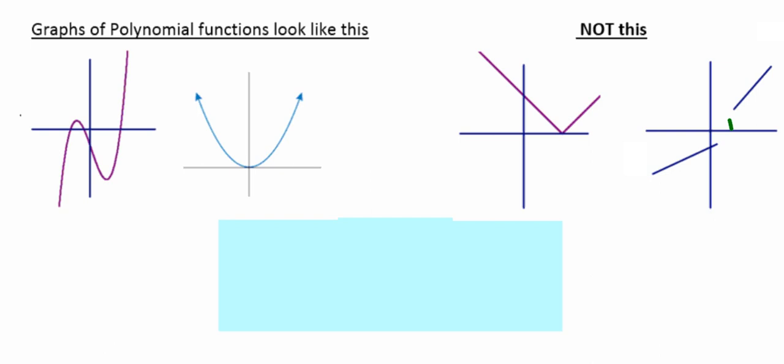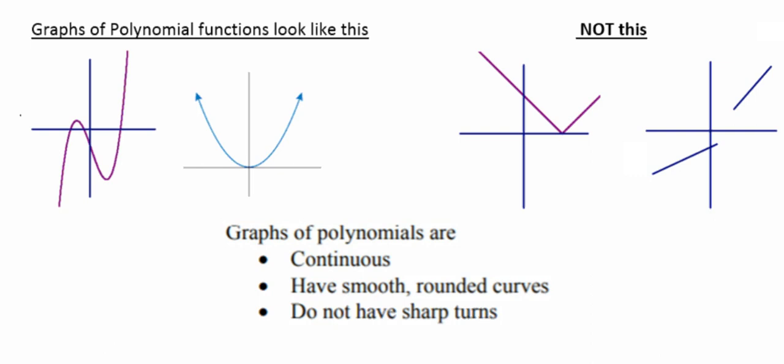So what does that mean? Graphs of polynomials have to be continuous. When you think of quadratics, cubics, those are polynomials that are continuous.